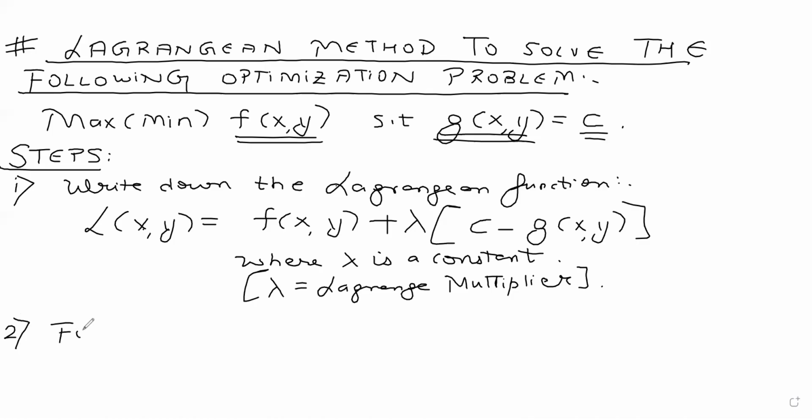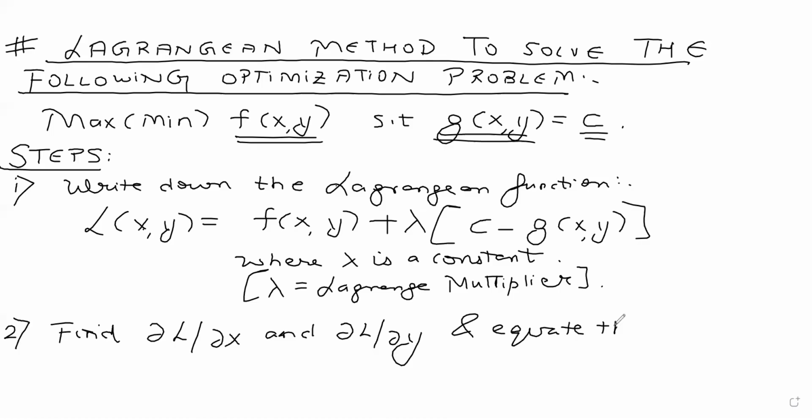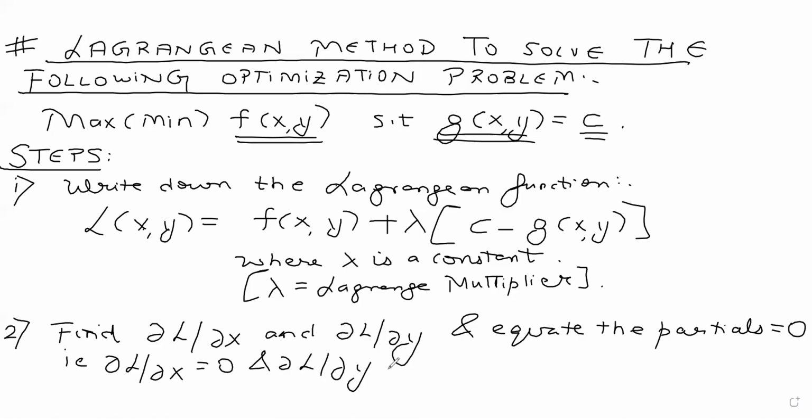Once we have defined our Lagrange function, we are going to find del L by del X and del L by del Y, and equate the partials equal to 0. That is, once we find del L by del X, we put it equal to 0, and once we find del L by del Y, we put it equal to 0. So what are the equations we will have?